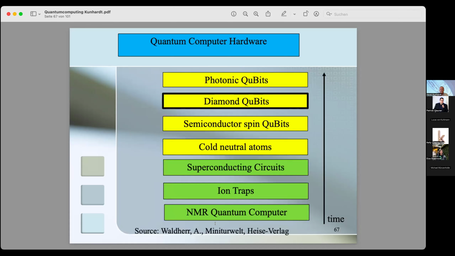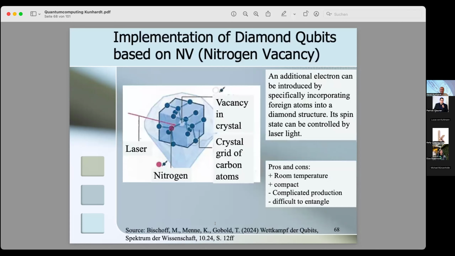So, coming a bit to the end of my slides and presentation for the technical implementations, a very new approach is diamonds used for qubits. I always said diamonds are a girl's best friend. So diamonds are a scientist's best friend in this case. It is called diamond qubits based on nitrogen vacancy. This vacancy in a diamond crystal can be produced artificially, and a laser could control this structure.